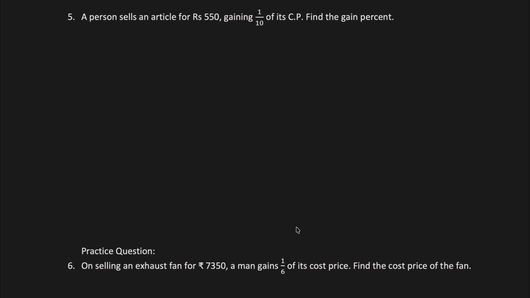A person sells an article for rupees 550, gaining 1 by 10 of its CP. Find the gain percent. Here, again, if you see, it says sells, so meaning the selling price is given, right? How much selling price is given? 550. CP is not given. Okay, so we will say let CP equal rupees X.